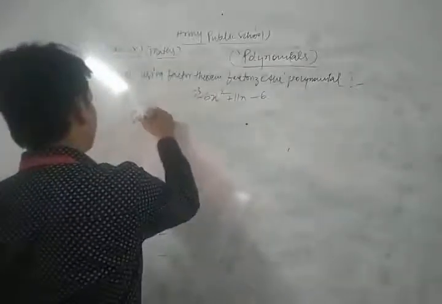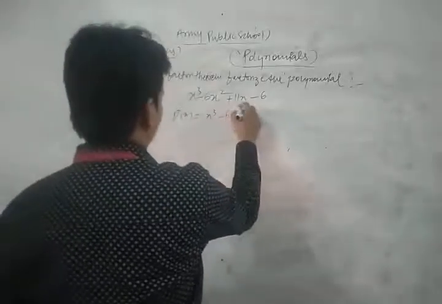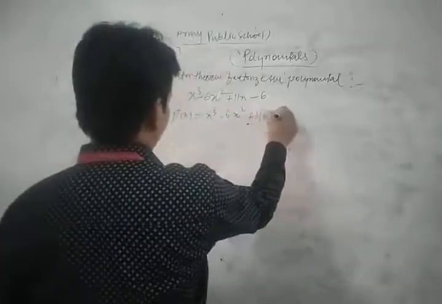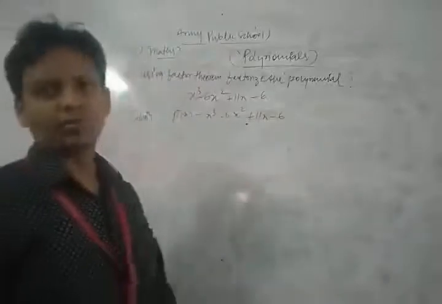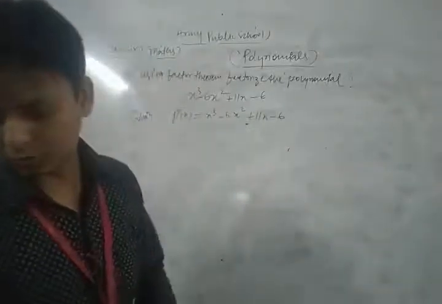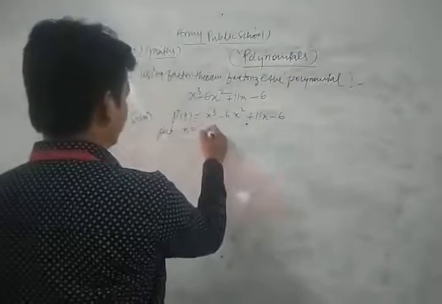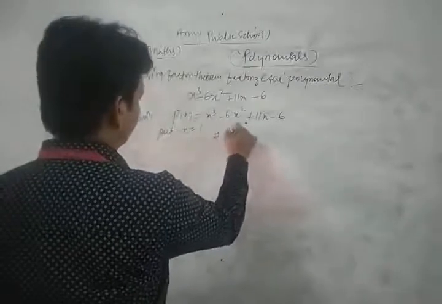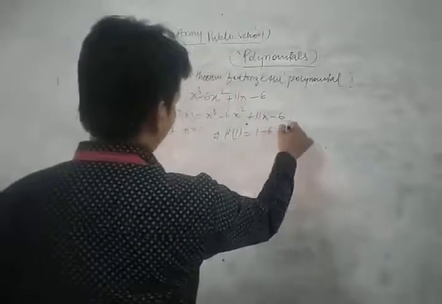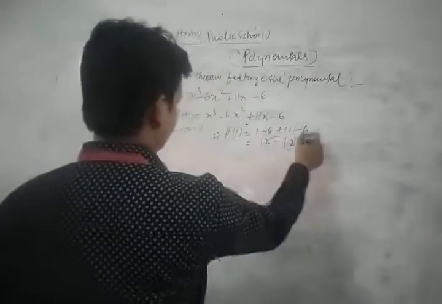First of all, we take the given polynomial as p(x) is equal to x cube minus 6x square plus 11x minus 6. Now we put x is equal to 1. Then we get p(1) is equal to 1 minus 6 plus 11 minus 6, that is 12 minus 12, that is equal to 0.